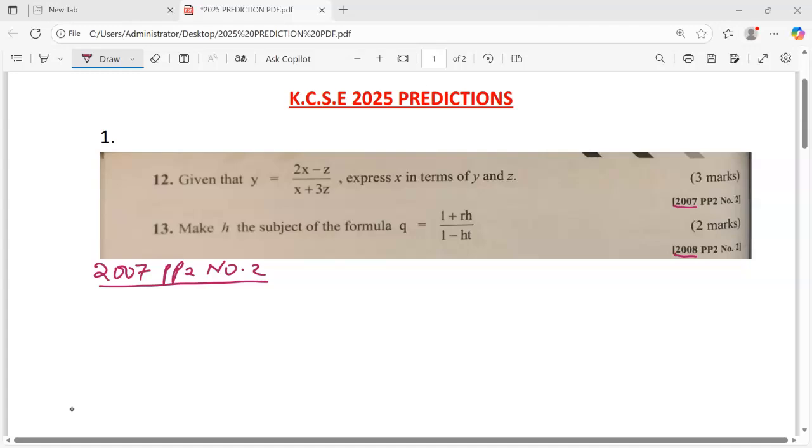We are presenting a question that was done in KCSE 2007 and also the one that was done in 2008, a question on formulae and variation. We are going to begin with the question that was done in KCSE 2007, and the question reads: given that y is equal to 2x minus z divided by x plus 3z, express x in terms of y and z. Remember, our subject is y. We are supposed to change the subject of the formula from y to x.